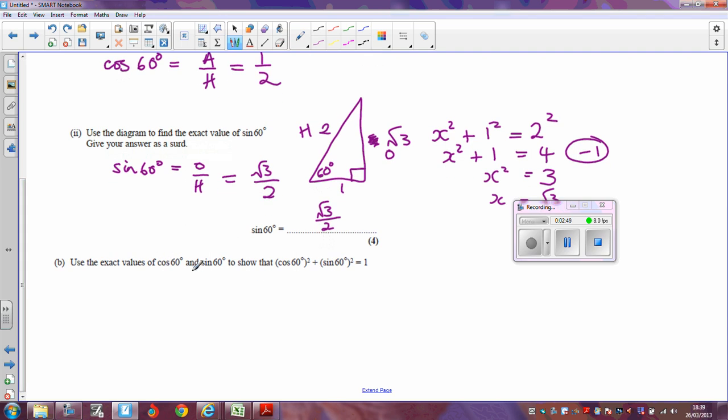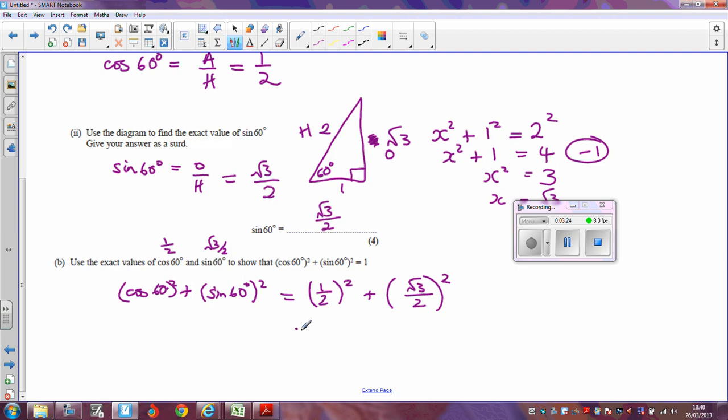The question then says, use the exact values of what cos 60 was, a half, and sine 60 was, root 3 divided by 2, to show that cos 60 squared plus sine 60 squared is equal to 1. So I'm going to start there with the left-hand side. So cos of 60 degrees squared plus the sine of 60 degrees squared is equal to, don't write the 1 yet, we're going to hope to end up with 1. Well, cos 60 is a half, so I'm going to do a half squared plus, now sine 60 was root 3 over 2, squared.